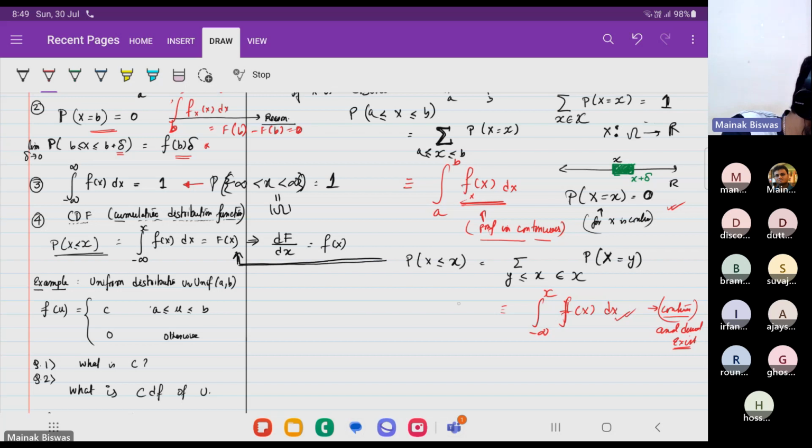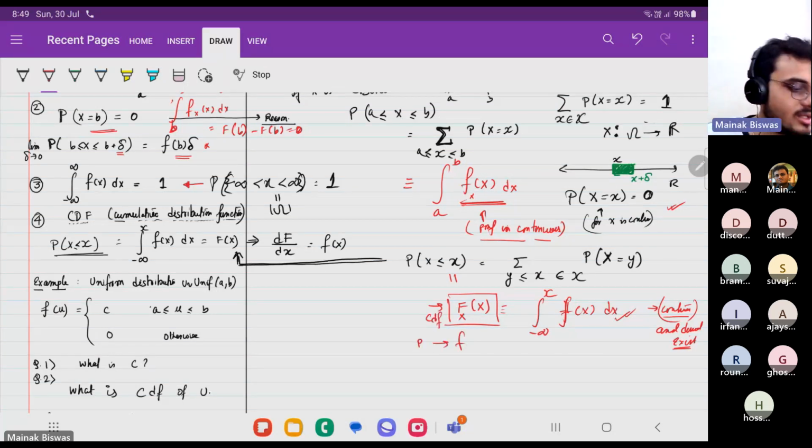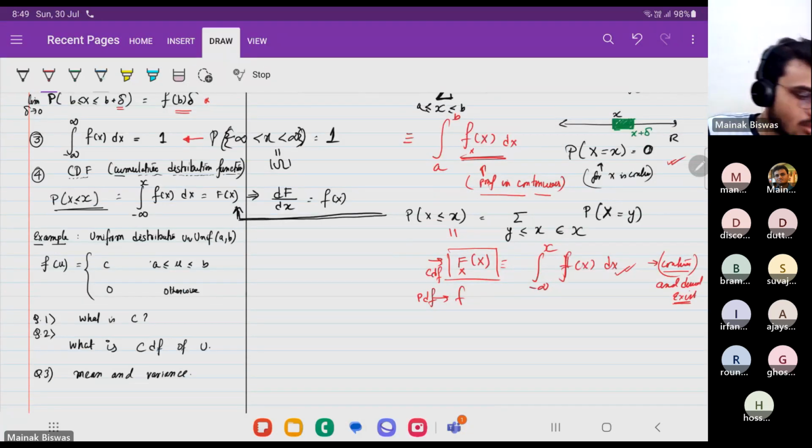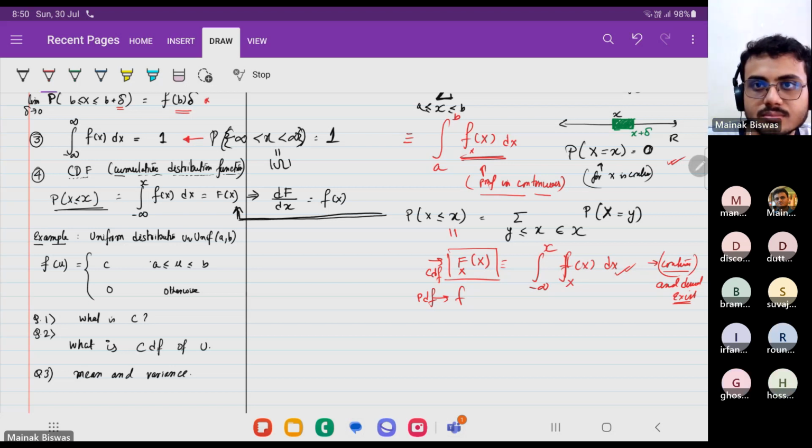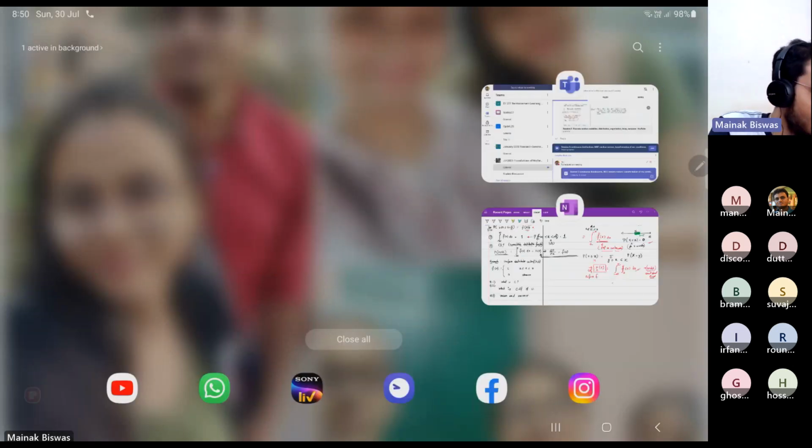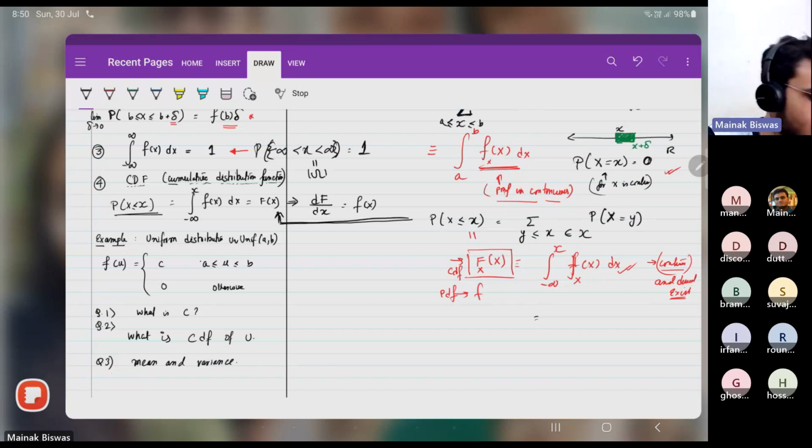So we are going to use this notation: capital F will be the CDF and small f will be the PDF. What would be the relationship between small f_X and capital F_X? Can you tell me how to remove the integral? By differentiation. How will you differentiate? So this is nothing but capital F of x. If you see, the integral is this.